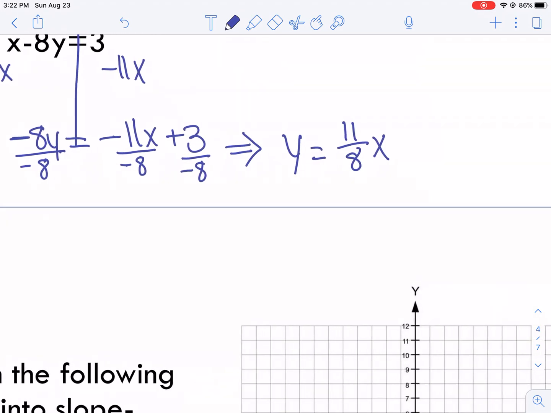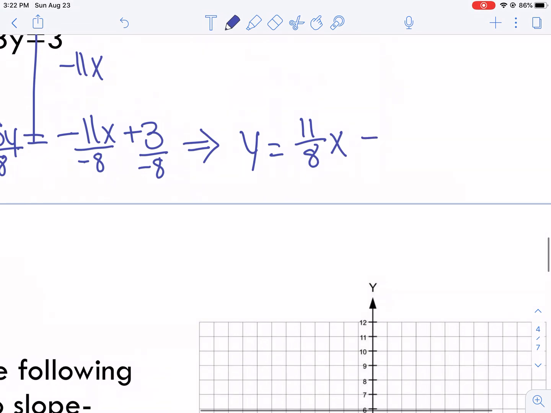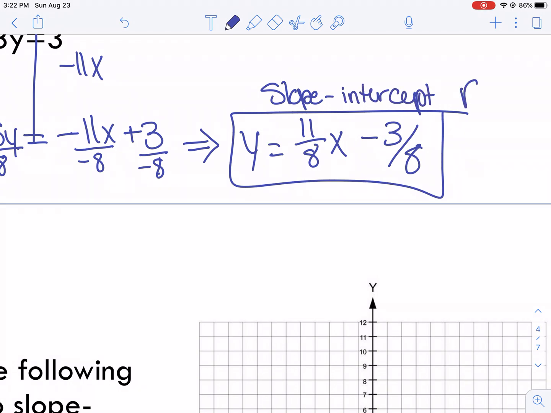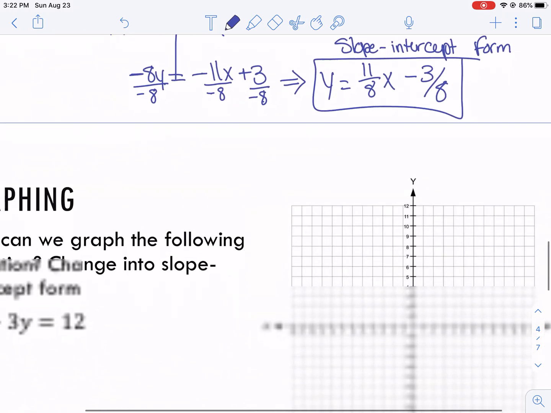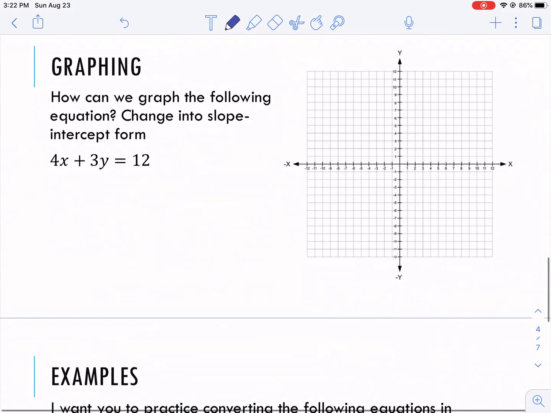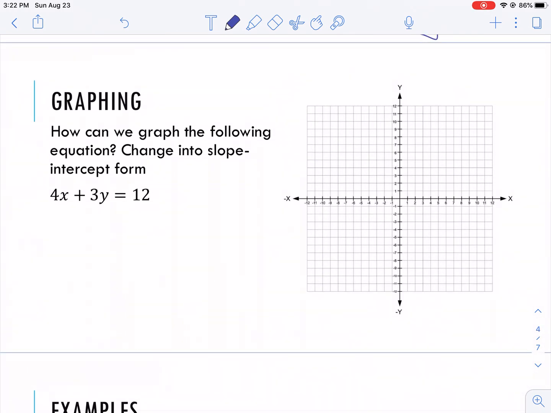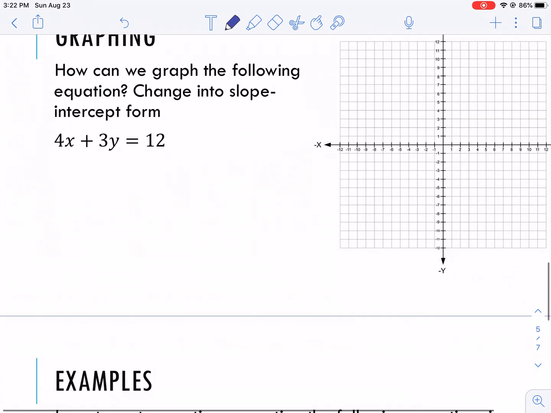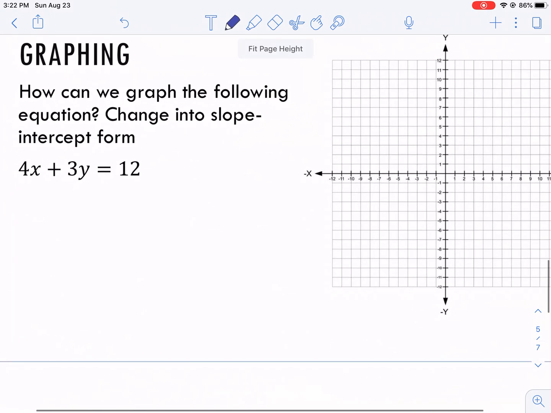We're not going to graph this one because that would be mean. And then 3 divided by -8, well, positive divided by negative is a negative. So this is it in slope-intercept form. So again, if we want to graph this, how can we graph the following equation? Step 1 is to convert it into slope-intercept form.